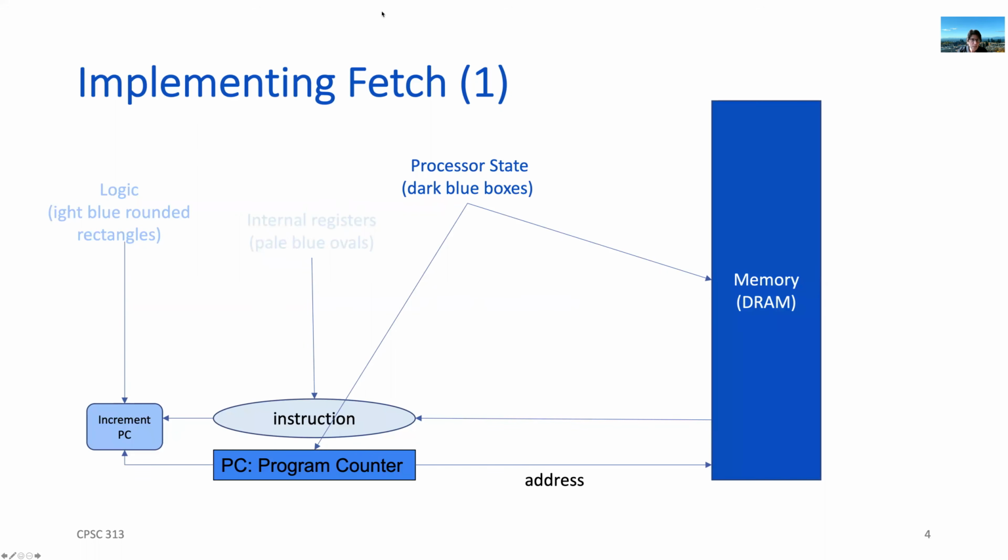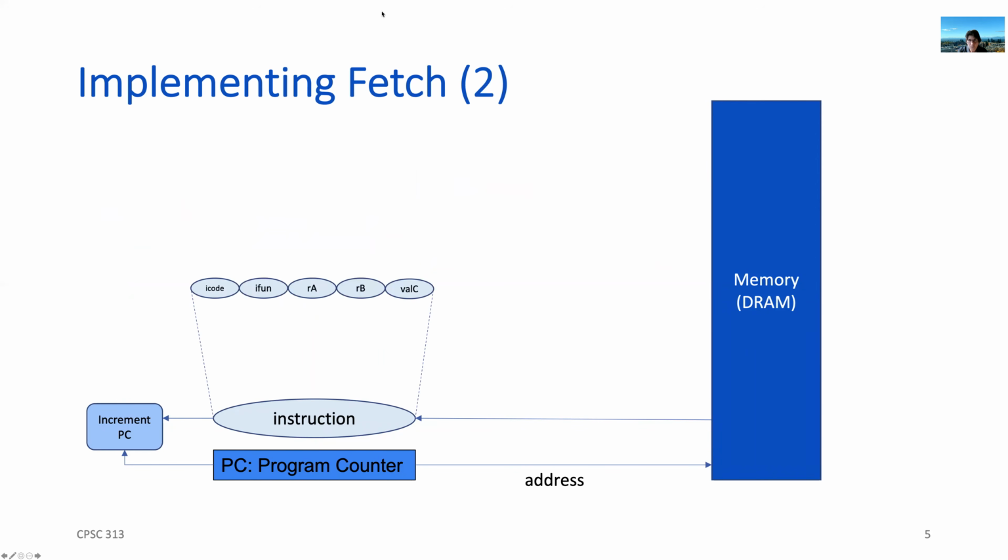Now, instead of just reading the instruction into one big register, what we really want to do is break it up into a bunch of pieces, because we know that the opcode, or the icode, is going to be crucial in determining what instruction we're executing. And then depending on what instruction it is, we might also need the function. Many instructions will have registers, rA and rB, and some will also have this quad word value that we're going to call valC. So when we read from memory, we're going to populate these registers.